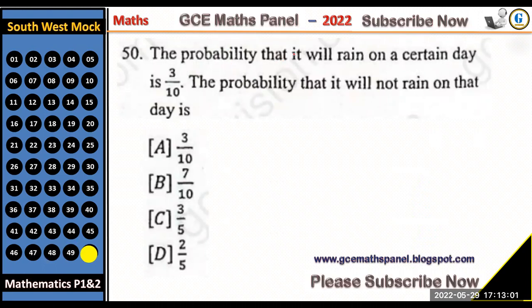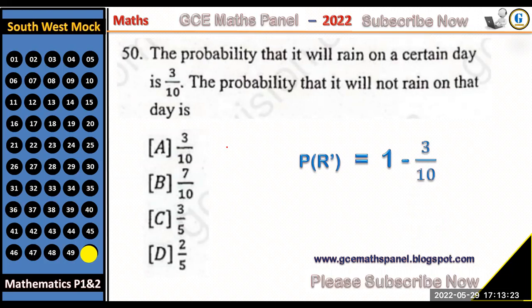The probability that it will rain on a certain day is 3 on 10. What's the probability that it will not rain on that day? So these are complementary events. The probability that it will rain is equal to 1 minus the probability that it will not rain. And the probability that it will not rain is equal to 1 minus the probability that it will rain. So the probability that it will not rain will just be 1 minus 3 on 10, which is equal to 7 on 10.